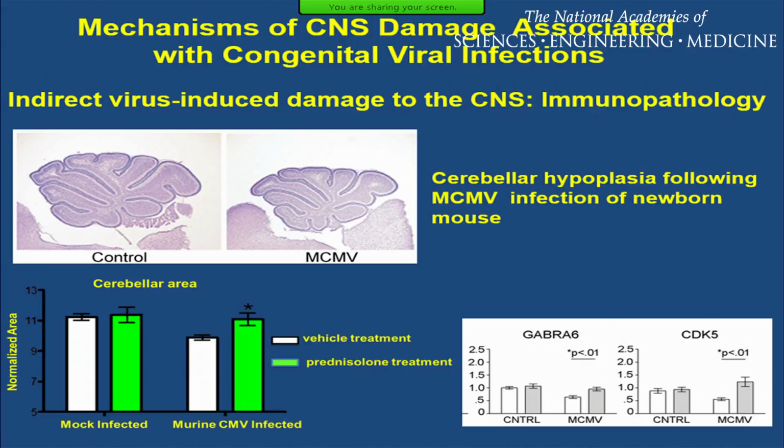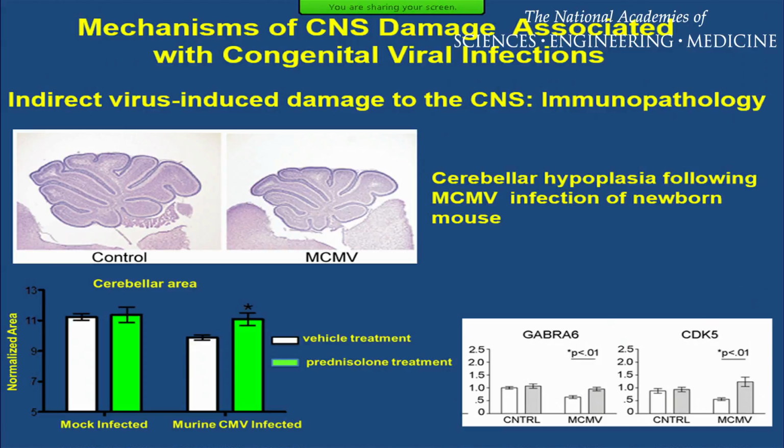Below in the panel on the left, you can see what happens when we treat these animals with steroids, and that's shown on the right side of the panel. Those are virus-infected animals. The white histogram shows vehicle-treated animals versus those treated with steroids. And as you can see, we can normalize the cerebellar area and structure by just treatment with steroids.